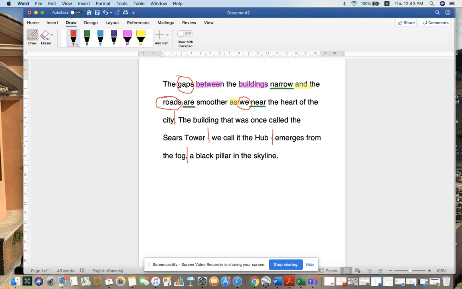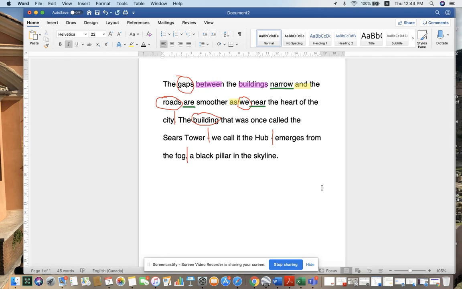Next sentence, the building. Again, subject. And then we have that. All right. So that in English is used a lot of times. And I think I mentioned this to you guys before. But in modern day English, that can be used as something called a relative pronoun. And if you're confused about what relative means, it's pretty much relative.